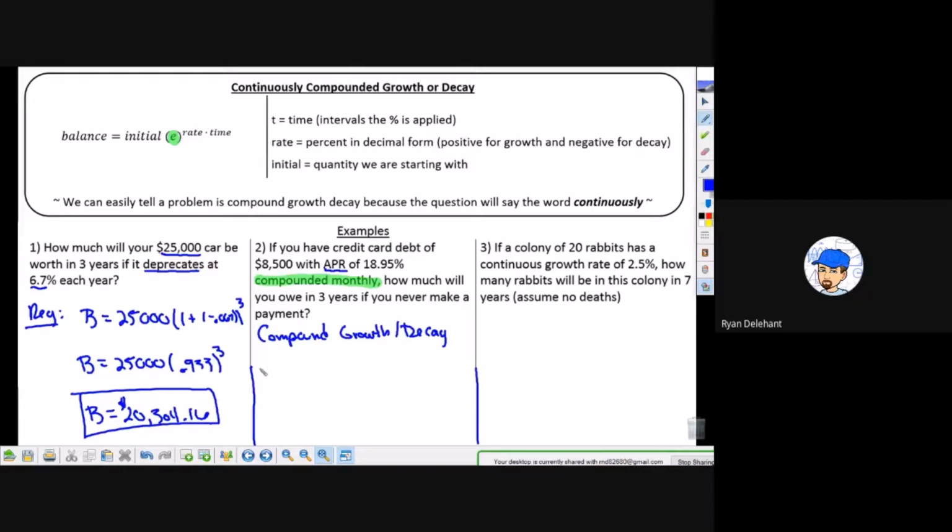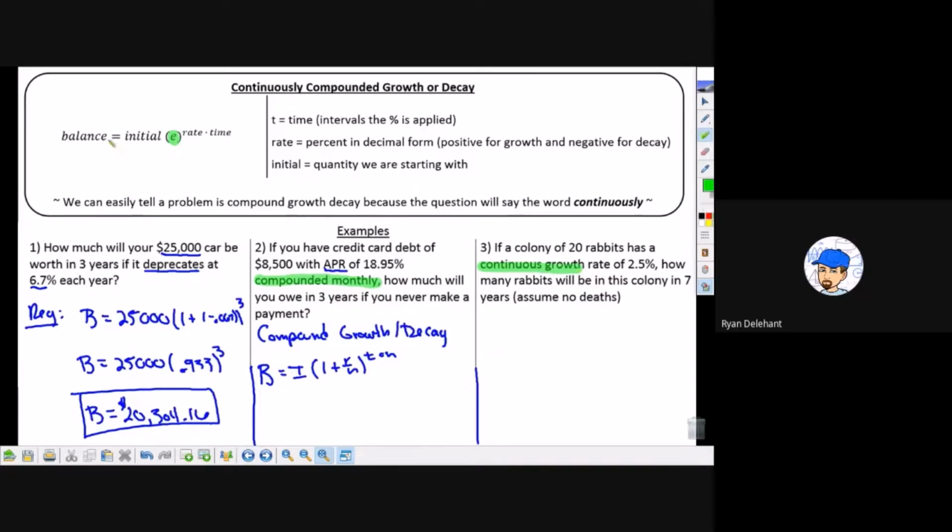So that's going to be our bigger formula, which is our initial times 1 plus R over N, to the T times N. And we'll go and we'll plug in numbers and we'll find that answer before, because identifying in the beginning is probably the tougher spot. Colony of rabbits has a continuous growth rate.